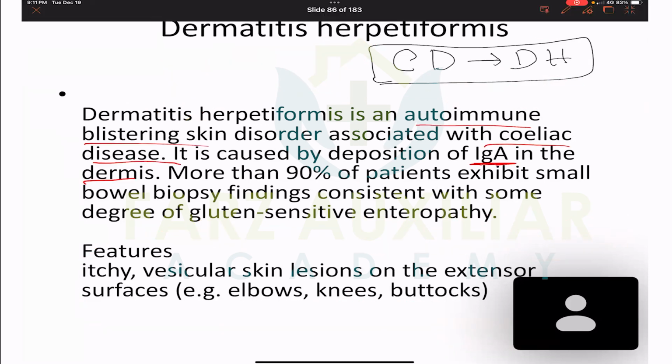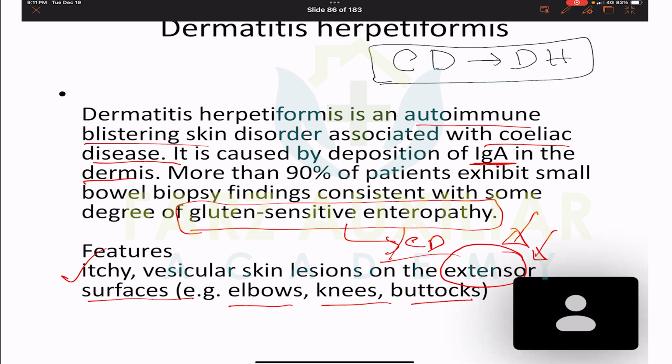So itchy vesicular skin lesions on the extensor surface: elbows, knees, buttocks. Mostly the extensor surface. It is not mandatory that it should be on the extensor surface. It can be on the flexor surface. If there is any celiac disease present, that should be dermatitis herpetiformis, whether it is extensor surface or flexor surface. But most commonly it is on the extensor surface.